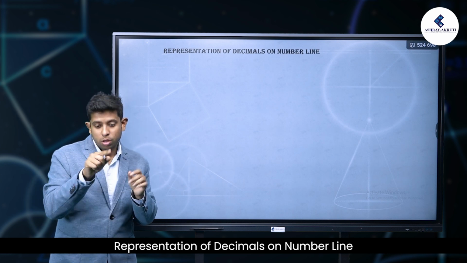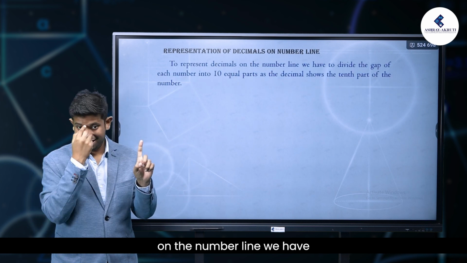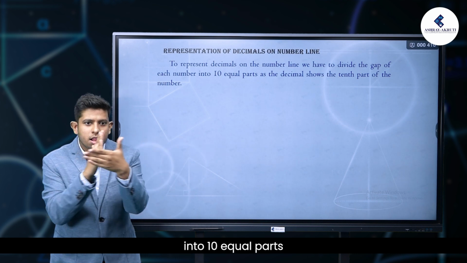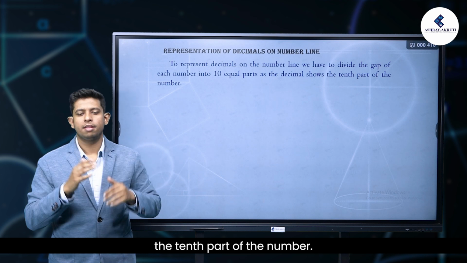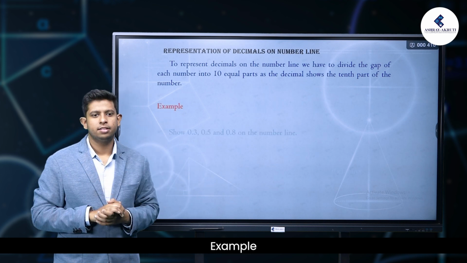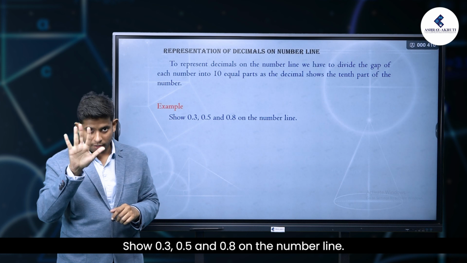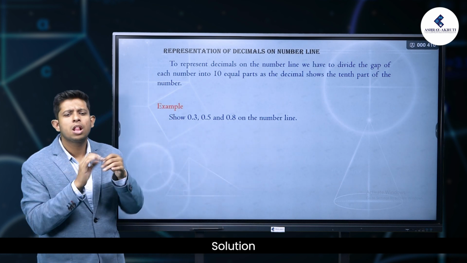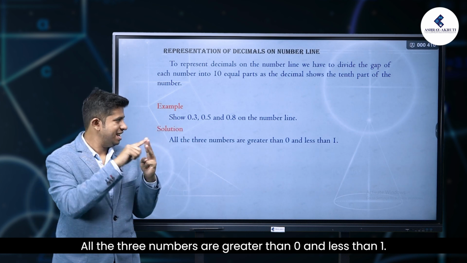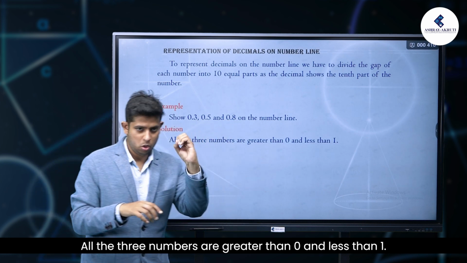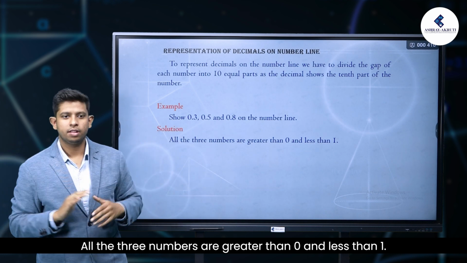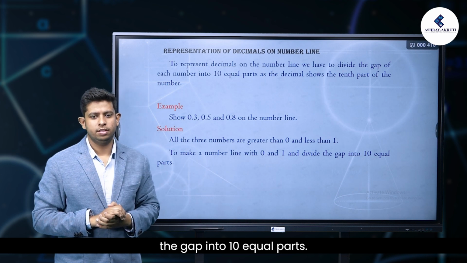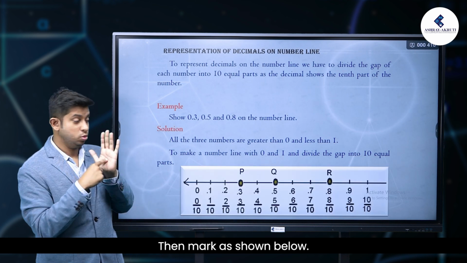Representation of decimals on the number line. To represent decimals on the number line, we have to divide the gap of each number into 10 equal parts, as the decimal shows the 10th part of the number. Example: show 0.3, 0.5 and 0.8 on the number line. Solution: all the three numbers are greater than 0 and less than 1. So we have to make a number line with 0 and 1 and divide the gap into 10 equal parts. Then mark as shown below.